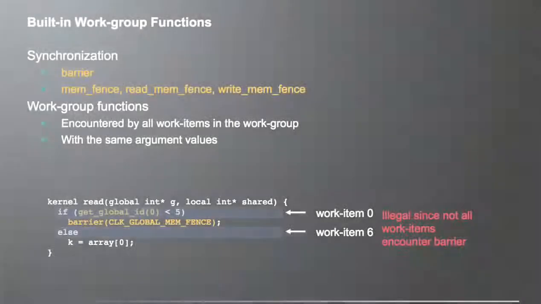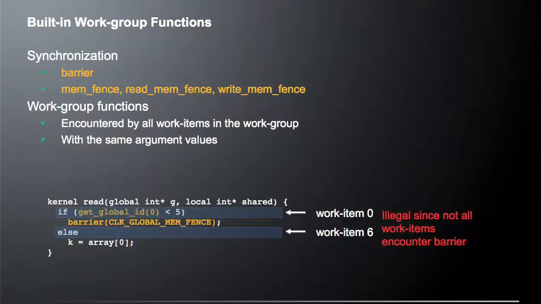Let's look at some of the built-in workgroup functions. So there's synchronization. There are barriers, which synchronize the execution of elements in a workgroup, and there are mem fences that tell you how to synchronize memory. There's a standard mem fence, but you can also say, I want to do a barrier on reads, or I want to do a barrier on writes, to give the hardware and the runtime some hints as to what you're doing and what you care about so that it can do further optimizations.